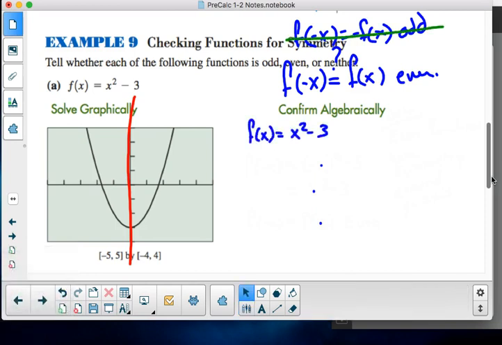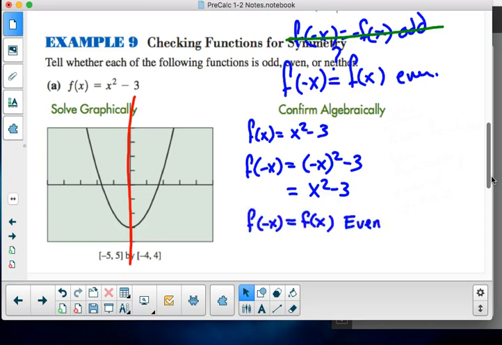So I've got this going on. Put the opposite of x in. So the opposite of x squared is just x squared. And I'm not changing the sign of the constant there when I put in the opposite of x. Okay, constant's all by itself, the sign won't change. x squared minus 3. Well, it's the same function that we started with. And because of that, I can say it's an even function. I gave the reasoning why.